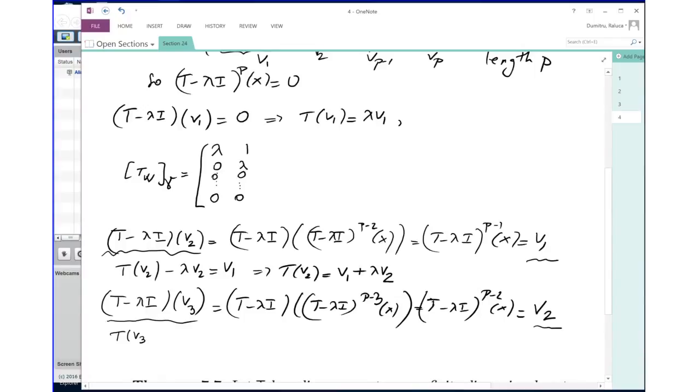So T of v3 minus lambda v3 is v2. So T of v3 is v2 plus lambda v3. So what does the third column look like? 0, 1, lambda, and then zeros all the way down. Make sense? So this is, again, how the Jordan block is created.